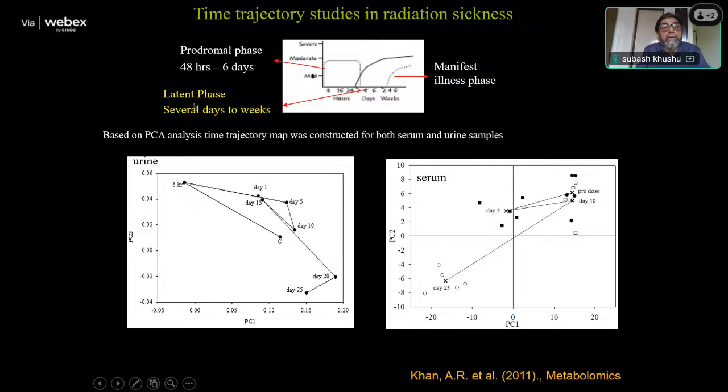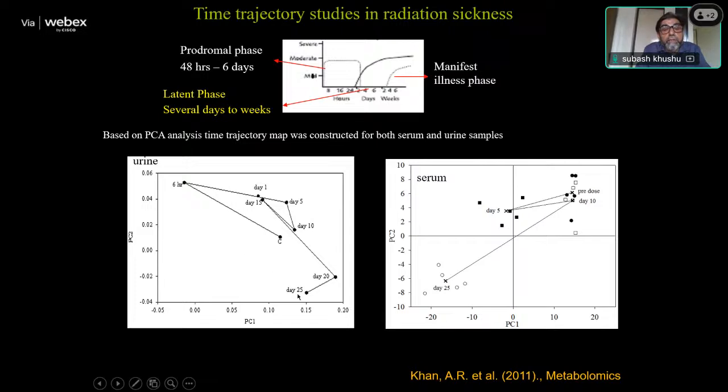And then the latent phase. In the prodromal phase you have some changes, but then in the latent phase the body or the tissues tend to recover themselves to some extent. If the exposure is not very severe, they may recover also. But if the exposure is harsh, then they can get into a manifestation phase or the illness phase, where you can start seeing the changes in the body, and then the patient or the animal will start degrading, and ultimately, depending on the exposure, may go to different shutdown processes in the body.